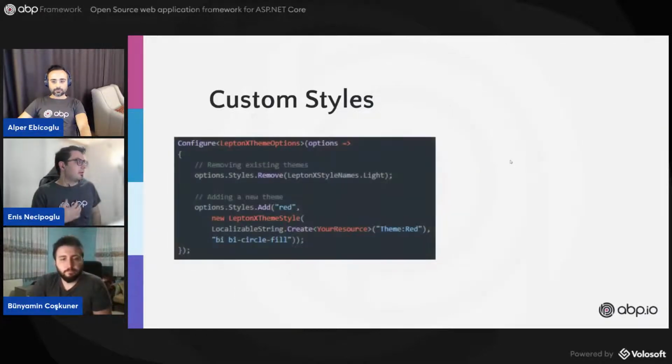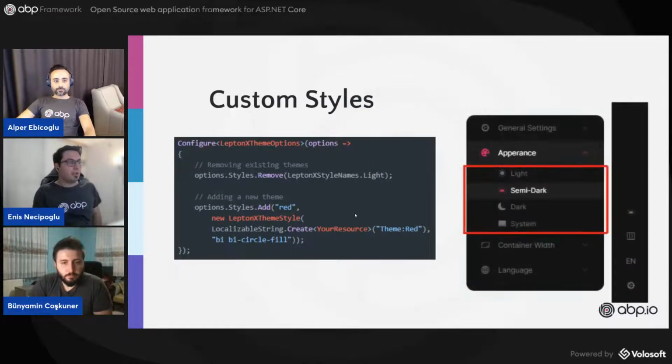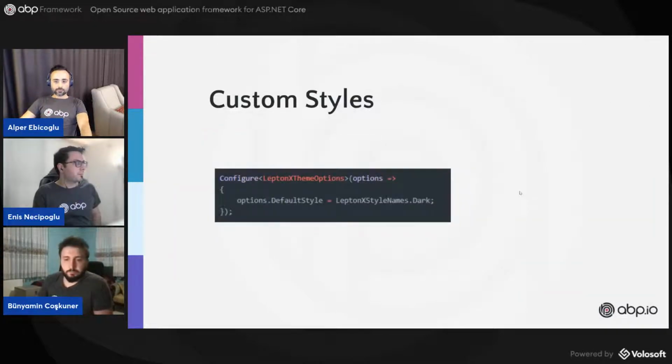And custom styles, as Benjamin says, it's a good feature. You can easily configure it like that in MVC and Blazor. You can just remove an existing theme, or you can add your custom theme. And it will be available in the appearance menu in LeptonX, and the user can change them at runtime. You can also set the default style, but as a default style, it's system right now, as Benjamin showed you. It depends on your operating system theme.